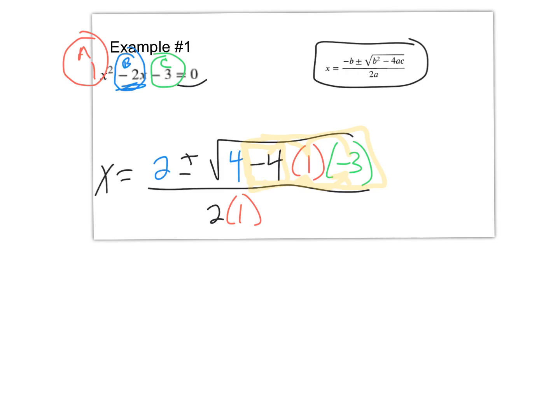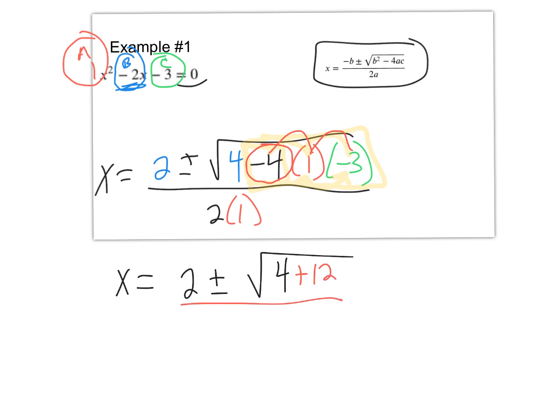So here we go. X equals 2 plus or minus radical 4. Now, negative 4 times 1 is negative 4. Negative 4 times negative 3 is positive 12. All divided by 2. Okay, so now we're going to do the math under the radical. X equals 2 plus or minus radical 16, all divided by 2.